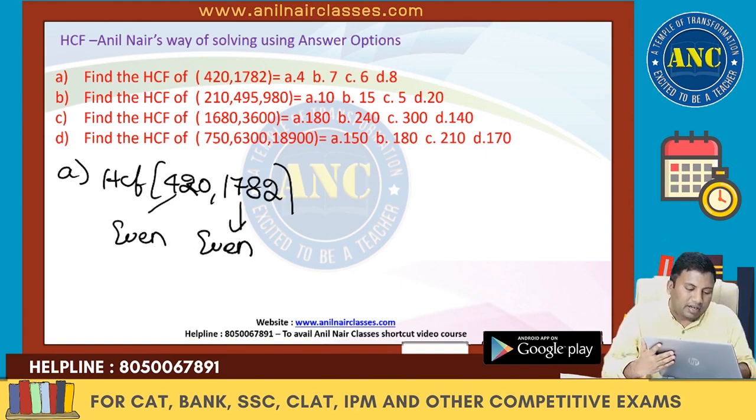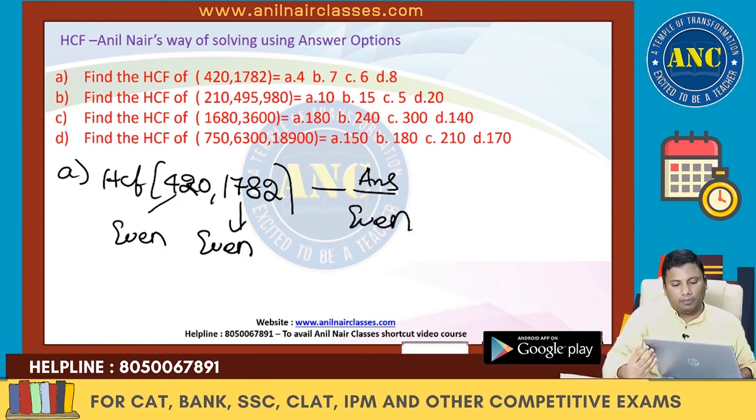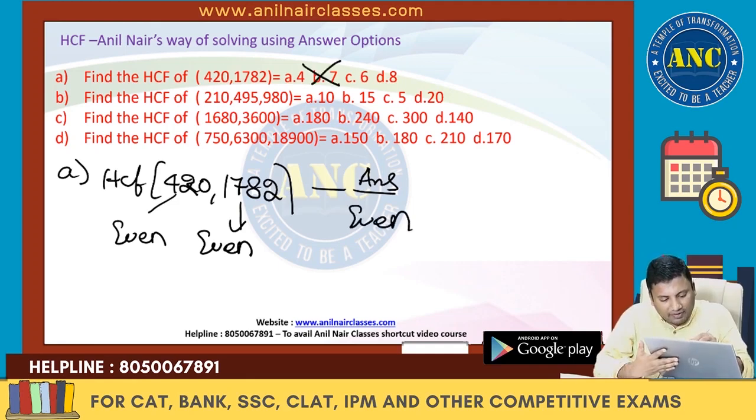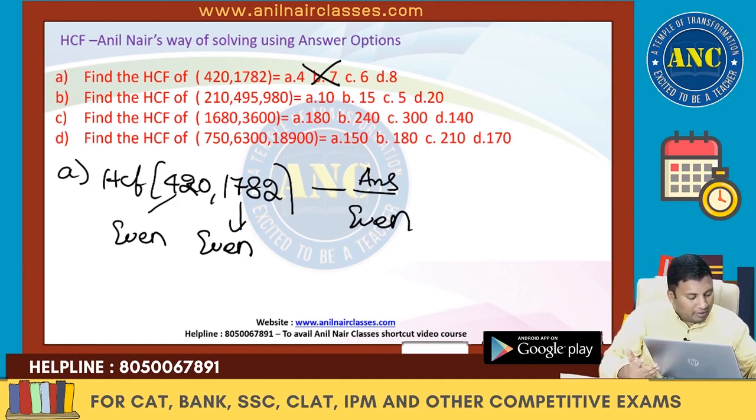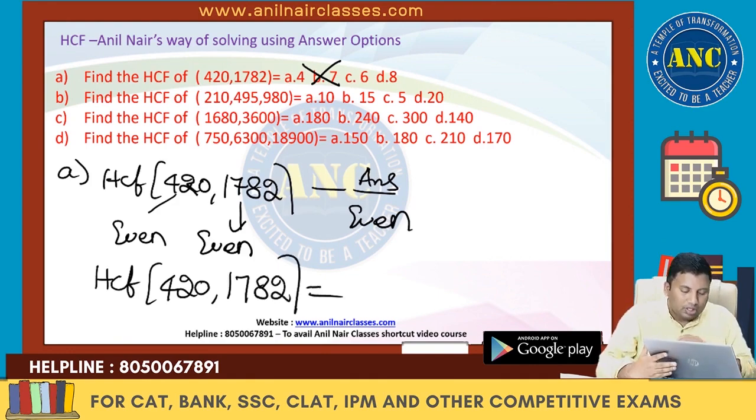1782 is an even number. If two numbers are even, the answer should be an even number. 7 is cancelled. First way: HCF of two even numbers is an even number. Next one, HCF of 420 comma 1782. Listen carefully.